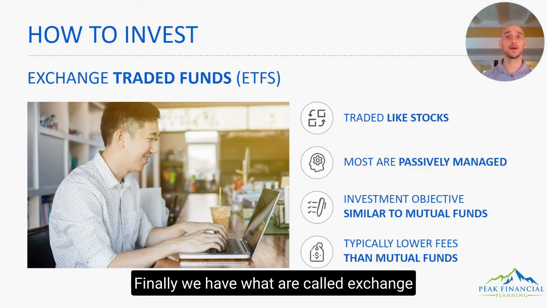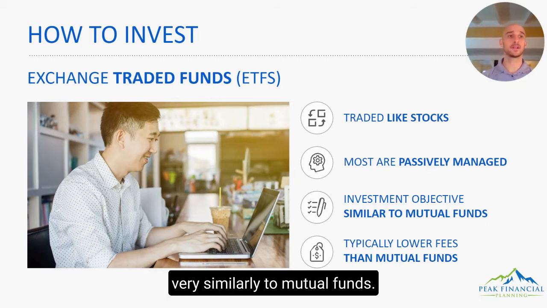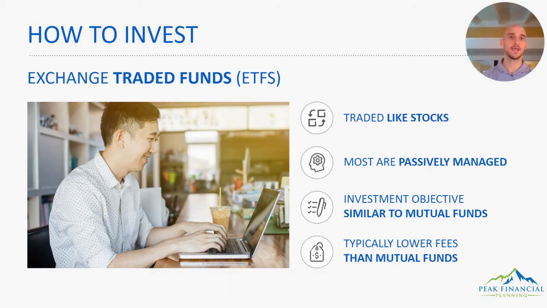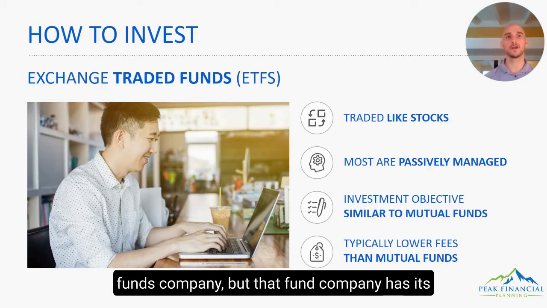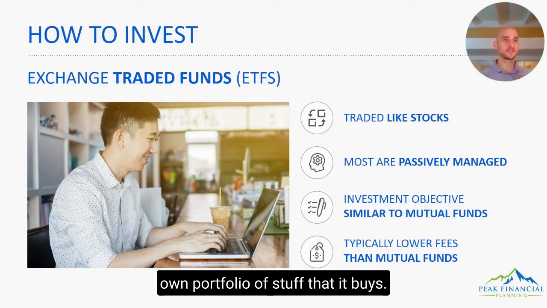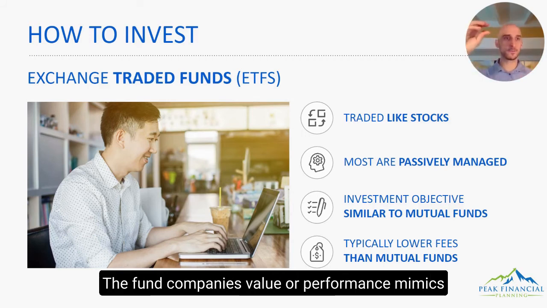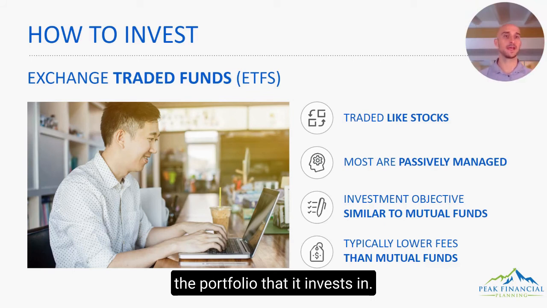Finally, we have what are called exchange traded funds. And these perform exactly or very, very similarly to mutual funds. They're traded like stocks, meaning you can buy a portion of this fund's company, but that fund company has its own portfolio of stuff that it buys. The fund company's value or performance mimics the portfolio that it invests in.